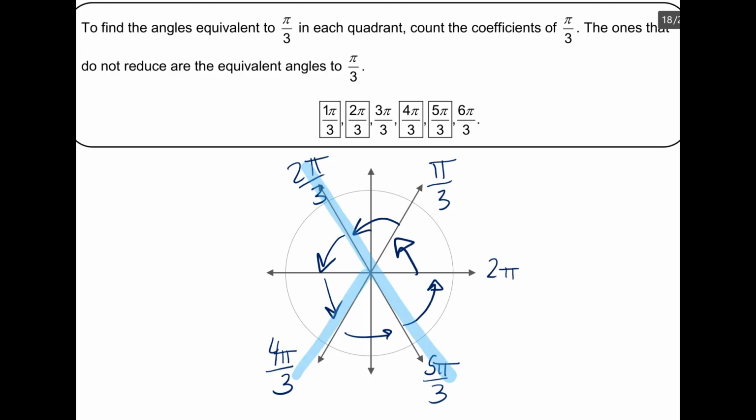So here are two important angles. I'm looking at this angle between the terminal ray and the x-axis. I'm always looking between the x-axis and my terminal ray.